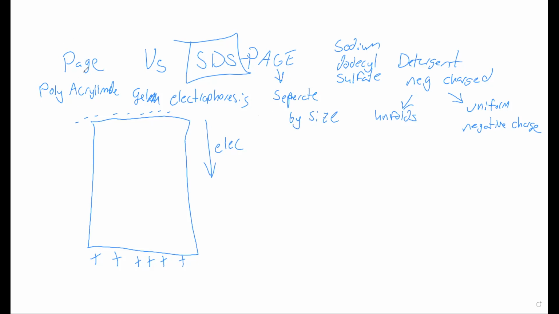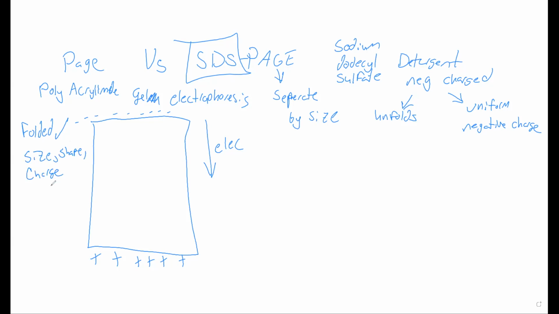However, if you're just doing native PAGE, there's more variables, because the protein is folded in native PAGE, and it doesn't necessarily have a net negative charge, because the charge of the protein is based on whatever amino acids it has. So in PAGE, you separate by size, you separate by shape, and you separate by charge.